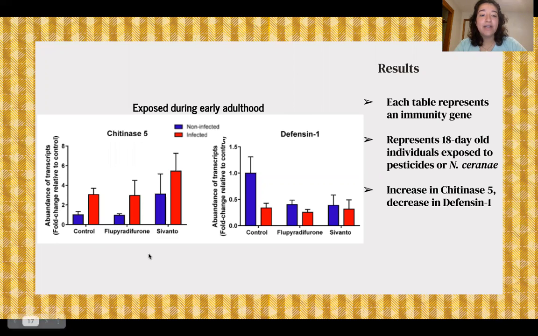And for the chitinase 5, there is a significant increase in the gene expression for the bees that were infected, regardless of which insecticide they were exposed to. And for the defensin 1, the gene expression was higher for the non-infected bees, regardless of which insecticide they were exposed to.